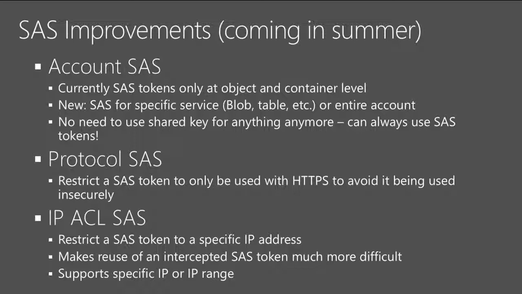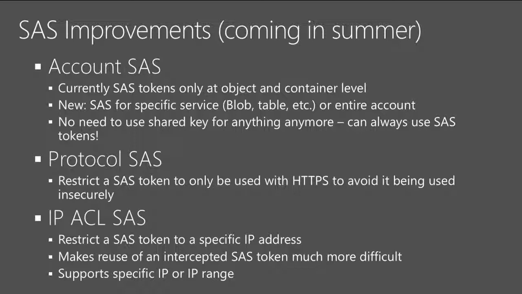Second one, protocol SaaS, to help you prevent HTTP-based use of SaaS. You'll actually be able to tell the SaaS token, this SaaS token can't be used over HTTP. Obviously, somebody can still send it over HTTP. What it means is the server will reject it, which means any client applications that have been built incorrectly will immediately start failing once you start issuing SaaS tokens with this. But they should fail. They're very insecure.